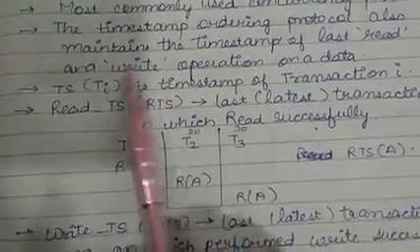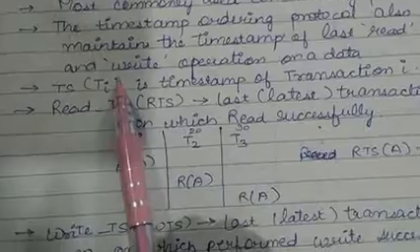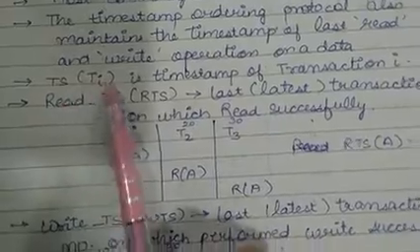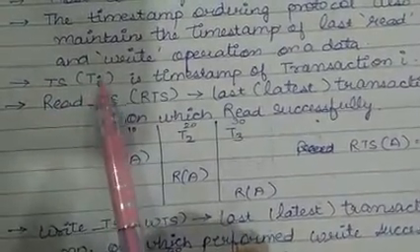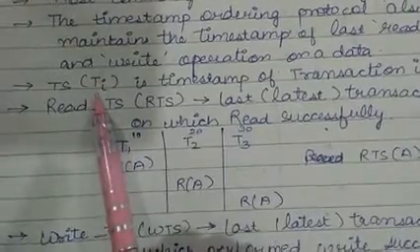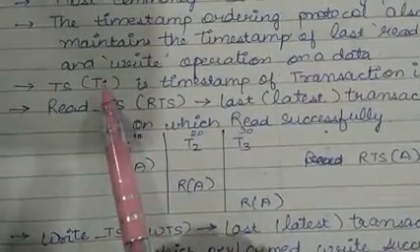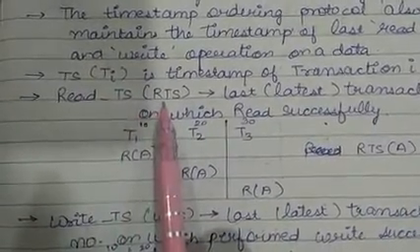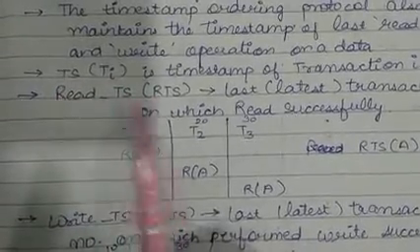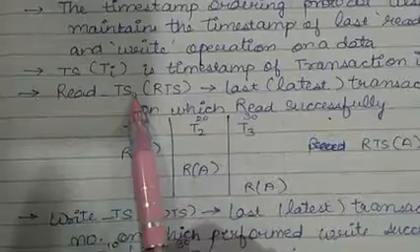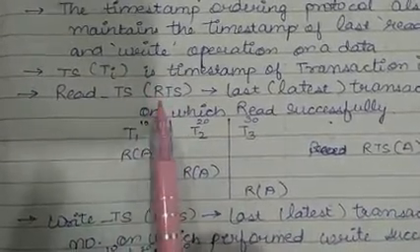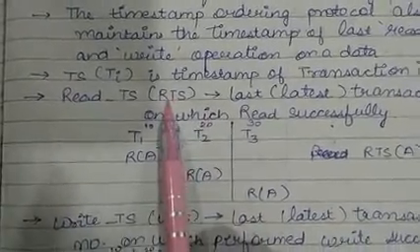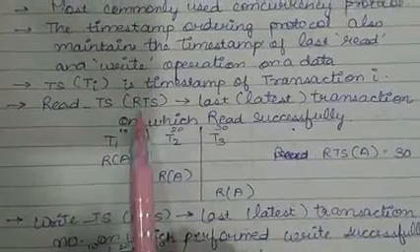Suppose this is the notation: TS tells us that this is a timestamp based transaction. Ti means transaction i, where i is the number of that transaction, either 1, 2, 3 or any number of transactions we are considering in our database system. Then we have read TS, RTS, which is the short form for read timestamp, telling us that we are performing a read operation on the data based on timestamp based protocols. This RTS shows the latest or last transaction that read the data successfully.